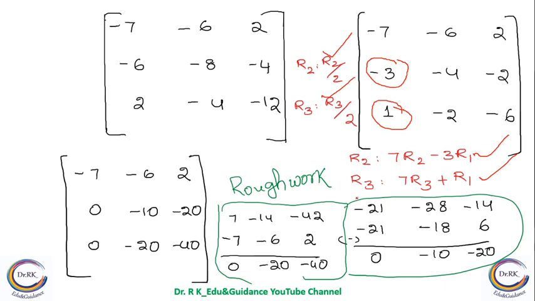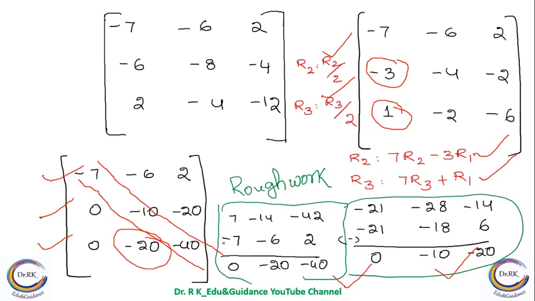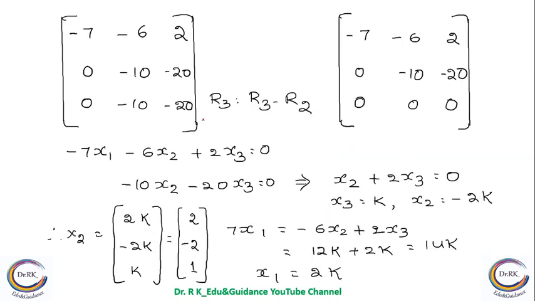Now just for the information, check the rough work. These 7R2 minus 3R1, 7R3 plus R1 is also given here. We can go through it. So then after these operations, we got this matrix. So next still we have to go further to make this a matrix which is in echelon form. So this is there, right? So then we have to go for an appropriate operation. So here R3 is R3 minus R2 because both rows are same, right? So the operation is R3 is R3 minus R2. Now we can see this is the echelon form of the matrix.